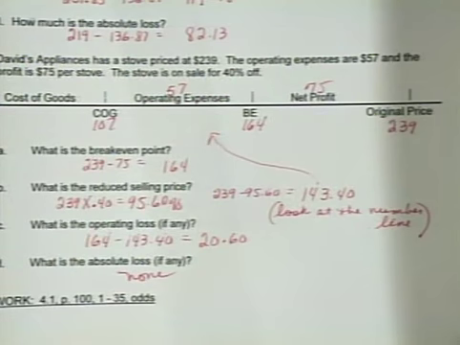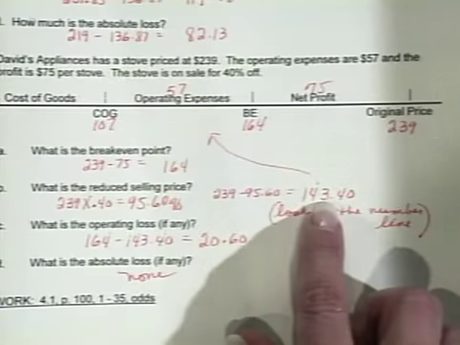Now, second part of this problem says, this thing doesn't sell. I'm going to put it on sale. I'm going to mark it 40% off. So, question is, what is the reduced selling price? Use old, change new. Tell me, what are we getting for the selling price of the stove? Who's got the number? Great. $143.40 is the reduced price.